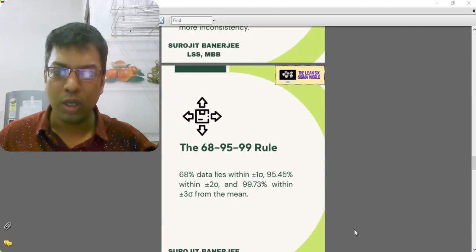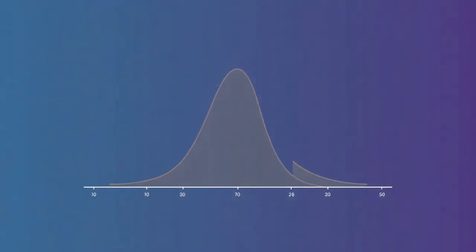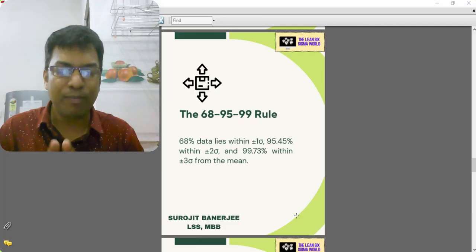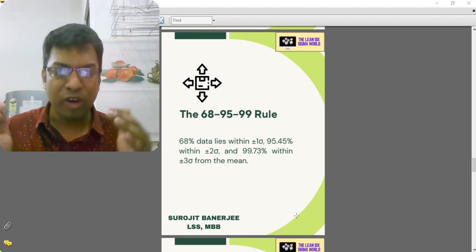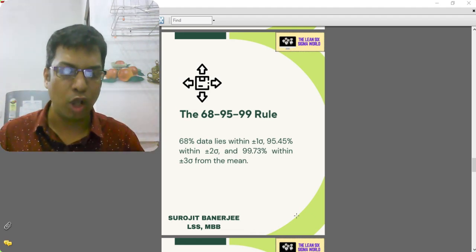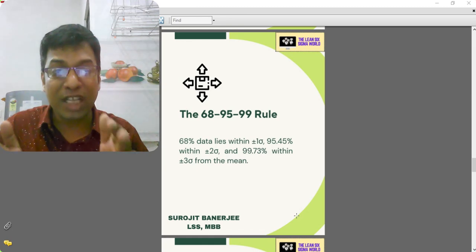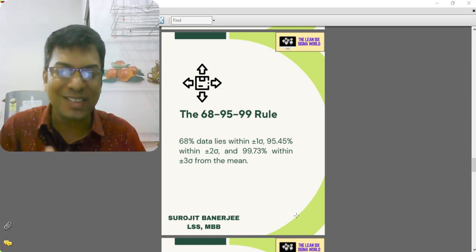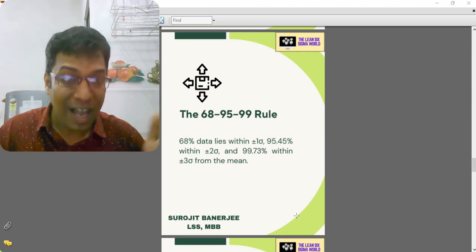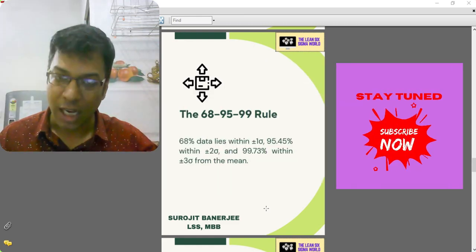Now we need to know what the 68, 95, and 99 rule is. What is the meaning of this? It means that 68% of the data falls within the plus minus 1 sigma level. If you plot the normal distribution curve, you will find that 68% of the data falls within plus minus 1 sigma, 95.45% of the data falls within plus minus 2 sigma, and 99.73% of the data falls within plus minus 3 sigma from the mean. So these are the fundamentals of the 68, 95, and 99 rule.